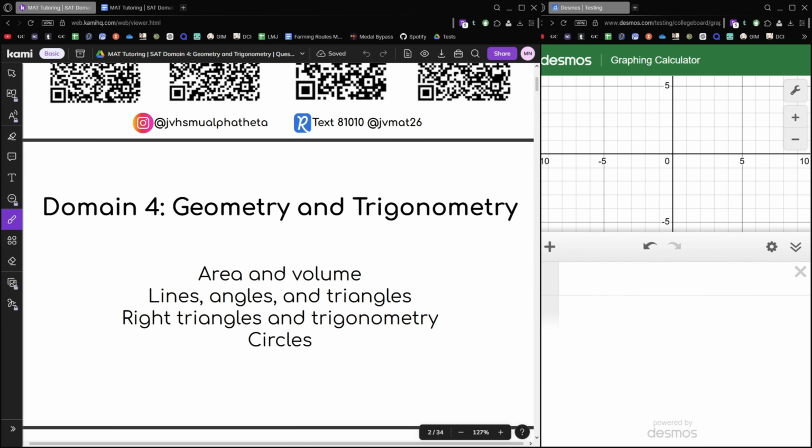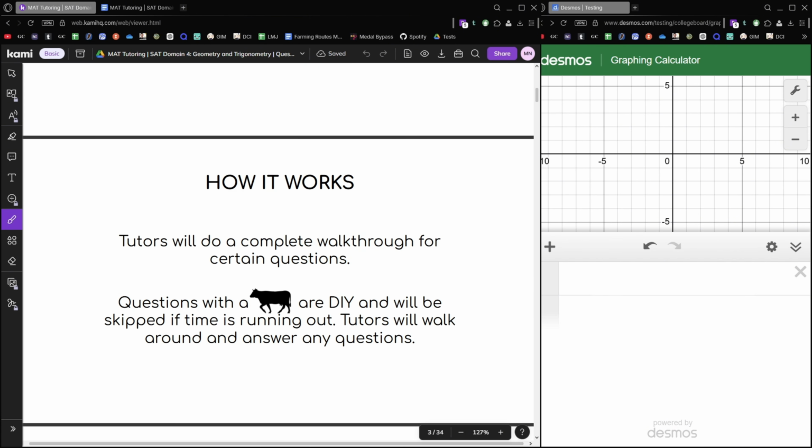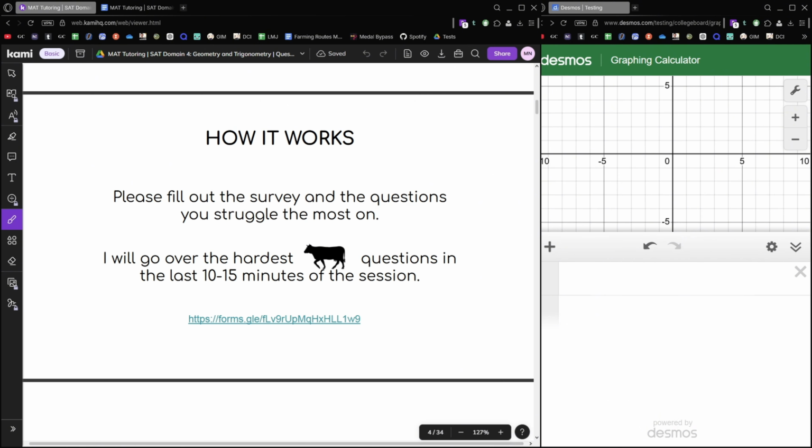These are the topics that we'll be going over. If you were in person, this is how the slides would work. I would go through certain questions, and any marked with a cow would be ones you can try out yourself. Since this is online, I'll obviously be going through every single question. Feel free to follow along or try some out on your own. There's also this form that you would fill out, but once again, I'll be going through all of them anyways, so you don't need to fill this out.